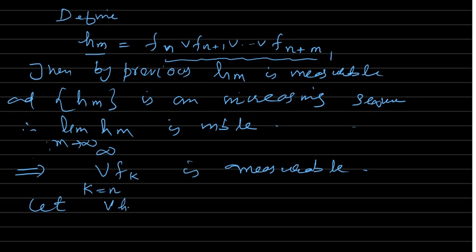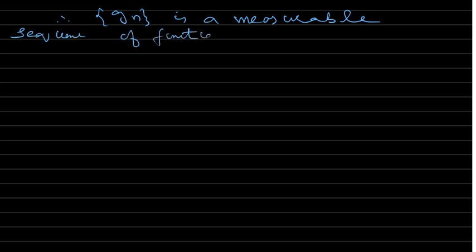So let's do this. ये जो f_k है, k runs from n to infinity, denote this by g_n, okay? इसको मैं g_n से denote करूँ. अब ये जो g_n है, since this is measurable for all n greater or equal to 1, so therefore, g_n is a measurable sequence of functions.